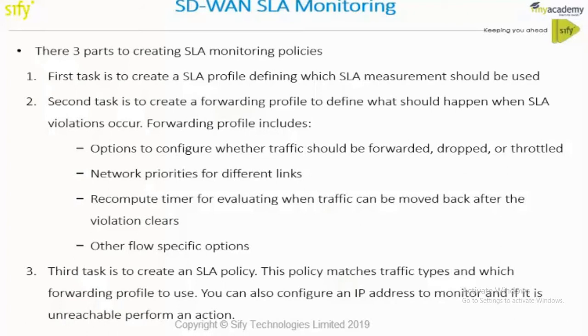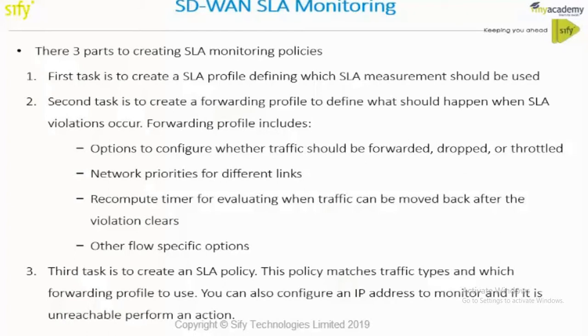The third task is to define a policy. So what will you do in this policy? We have some 3000 applications and close to 83 different URL categories available. Based on that, let's say a customer wants to use SAP and Oracle as critical traffic. You map SAP and Oracle as critical traffic. Now, within that policy, you bind the forwarding profile. So you understand the overall hierarchy, right?